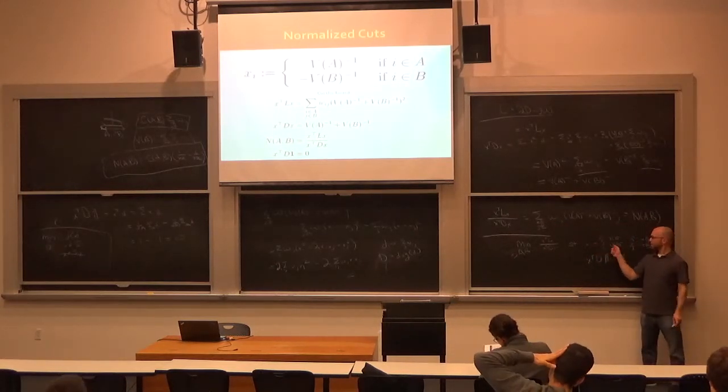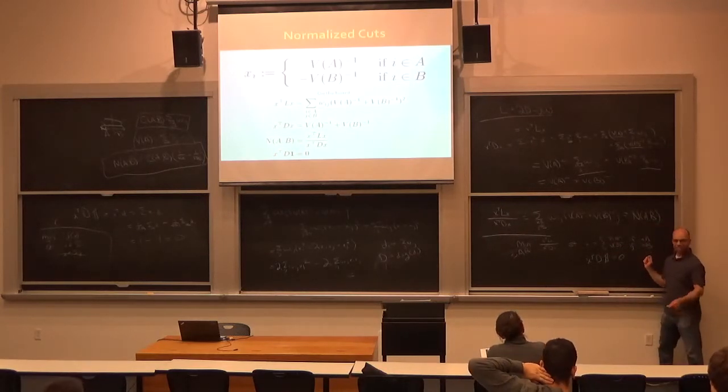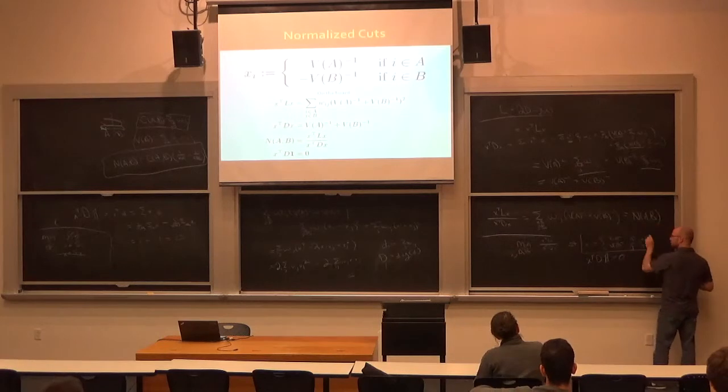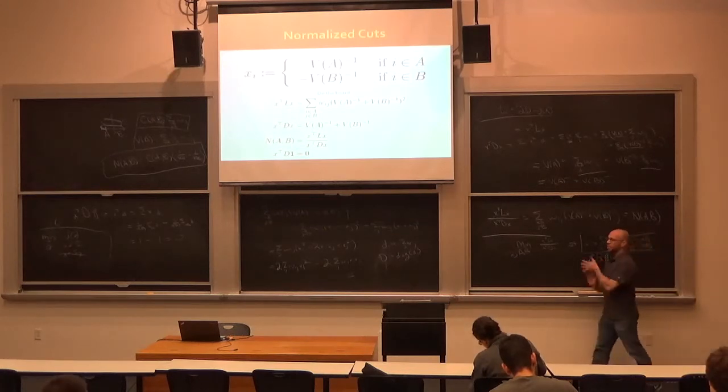Well, really the hard part is here. This constraint is one that's hard for me to deal with because it's combinatorial. So what do I do? Well, I just get rid of it. Now I have a lower bound for my problem. So this is called the normalized cuts algorithm.